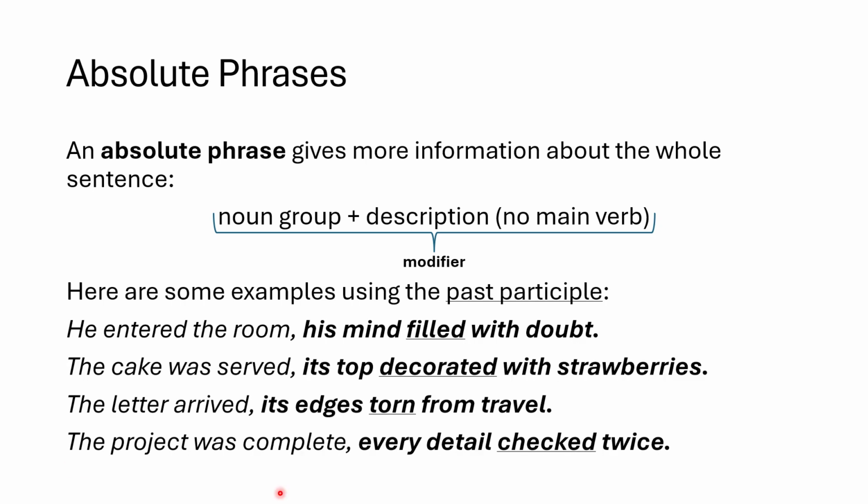Here are some examples using the past participle. He entered the room, his mind filled with doubt. The cake was served, its top decorated with strawberries. The letter arrived, its edges torn from travel. The project was complete, every detail checked twice.